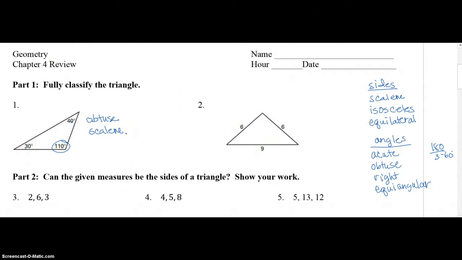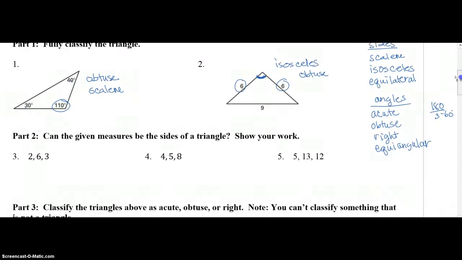Number 2, we look and we notice that the 6s are congruent, so that means that this is isosceles. And then we look at the angles. Now on the test it will be very apparent what the angle measures are. I'm looking at this and I'm thinking that this is an obtuse angle, so I'm going to classify this as obtuse. But again, it will be very clear on the test what those angle measures are.